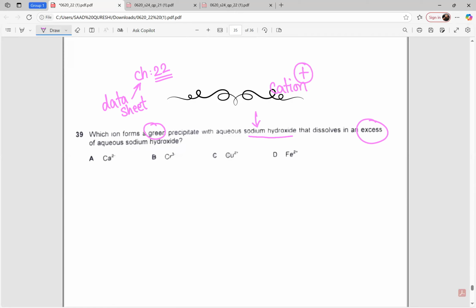And for the green precipitate, it can be chromium 3+, it can be iron 2+, but the precipitate that dissolves in aqueous sodium hydroxide is chromium, because Fe2+ ions also form green precipitate with sodium hydroxide, but they do not dissolve. They remain insoluble. So the soluble ones are of chromium, chromium 3+.